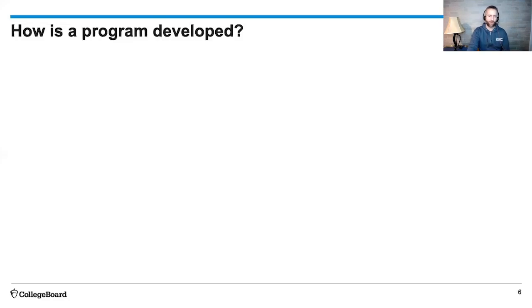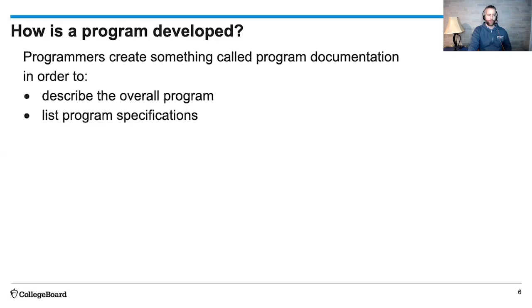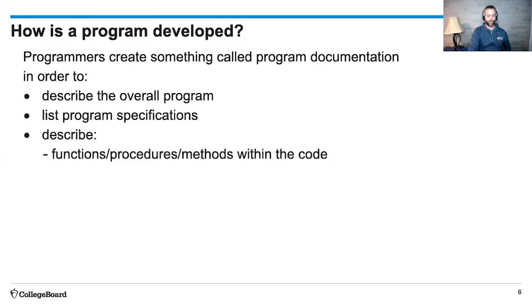So once again, we're getting at how is a program developed? Well, programmers create something called program documentation in order to describe the overall program. In this documentation, they're going to say, hey, this is what the program is, this is what it does, this is what it's all about. Also, to list the program specifications, which are going to describe the functions, procedures, methods within the code. They're going to describe maybe specific code segments.